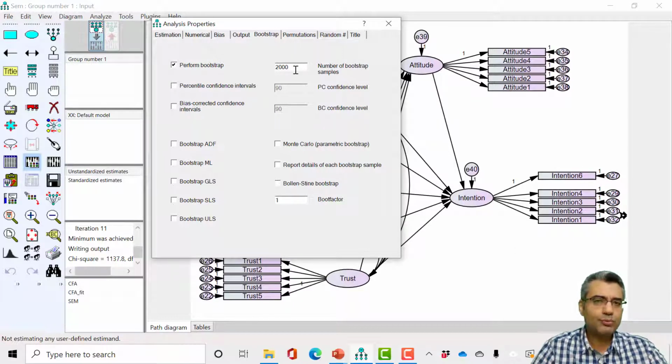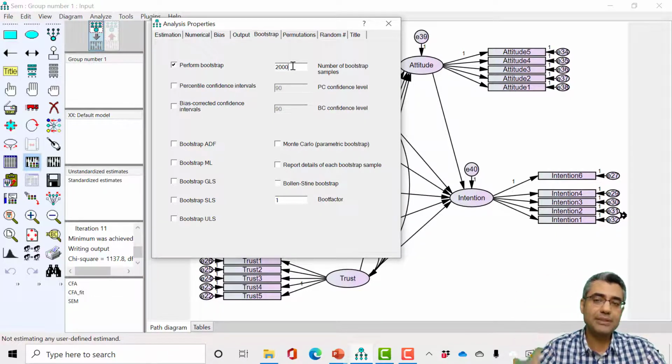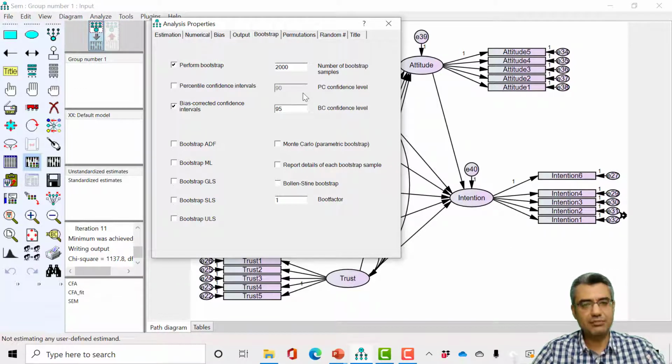I usually go for 2,000. Some literature says 1,000 is enough, but to be safe, I always go with 2,000. This means the number of bootstrap samples will be 2,000. So 2,000 samples will be generated from the 300 samples that I have collected. And here I select bias-corrected confidence intervals, and I'm interested in a 95% confidence level.